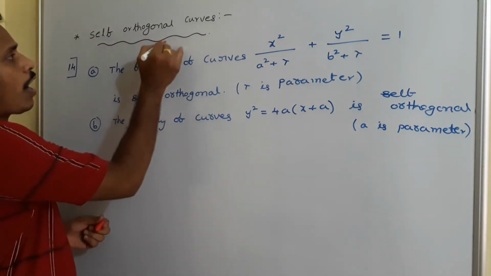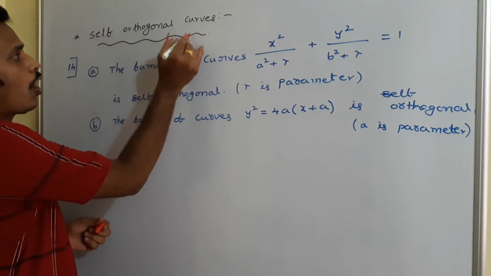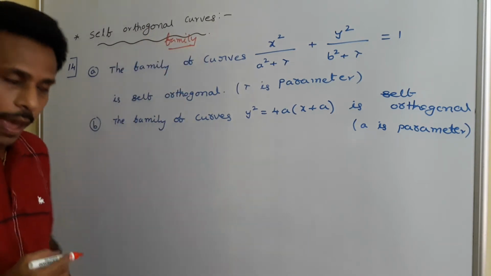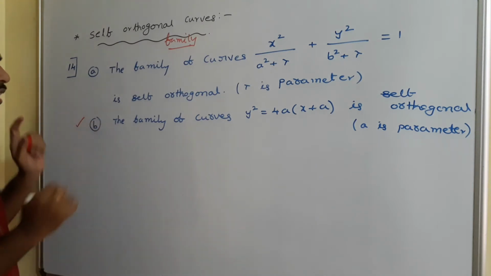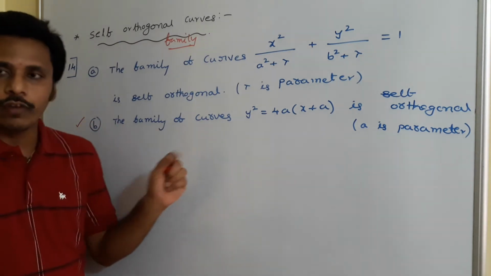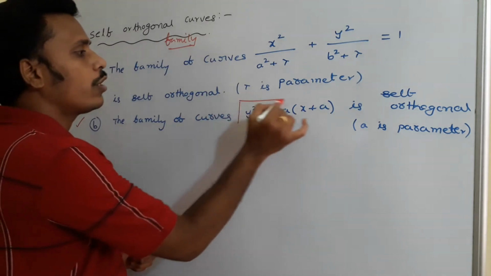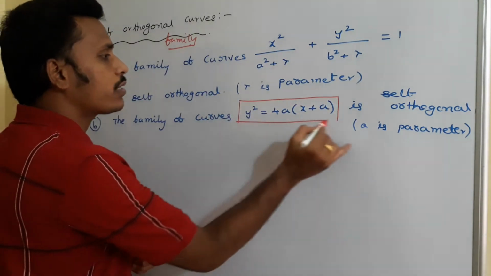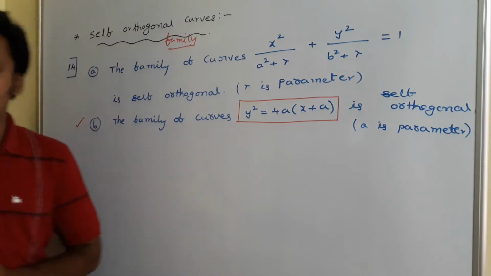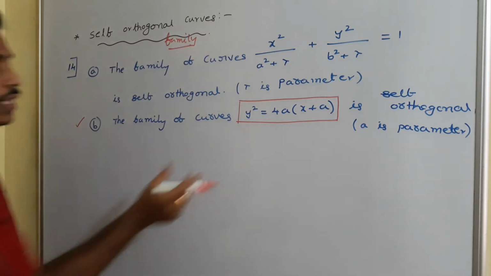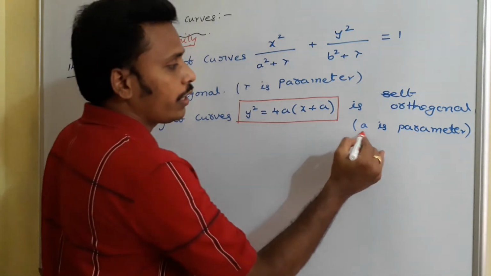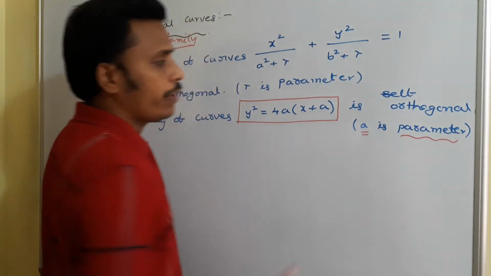Self-orthogonal family of curves. What is meant by that family? Suppose I have two problems here, and now I am going to handle the second one. The family of curves y square is equals to 4a into x plus a is self-orthogonal. You just look at that equation of curve y square is equals to 4a into x plus a, and in that curve equation a is mentioned as a parameter.